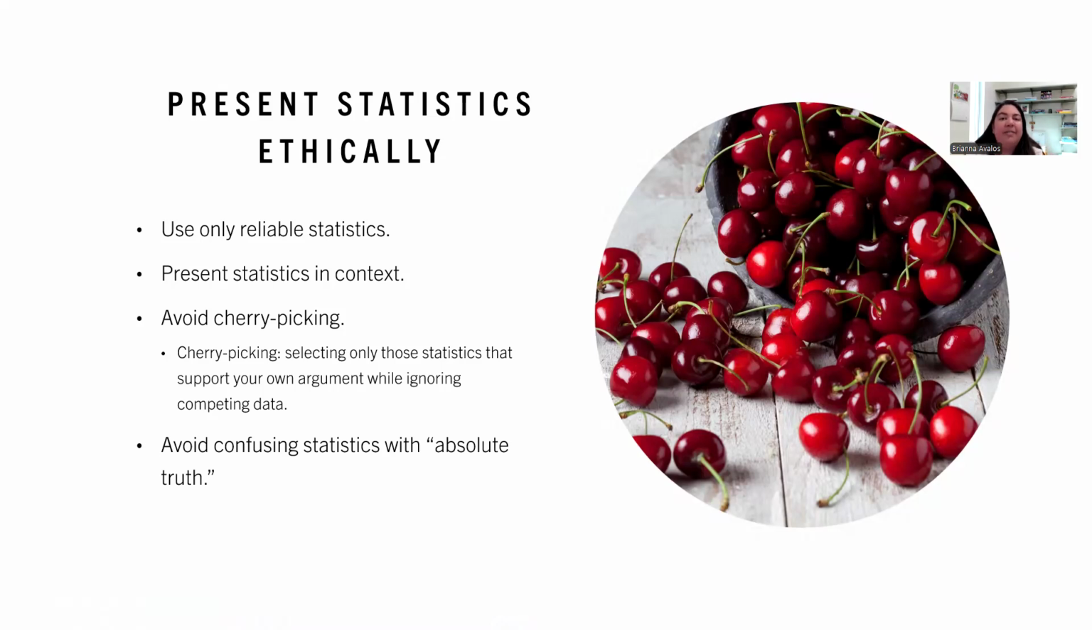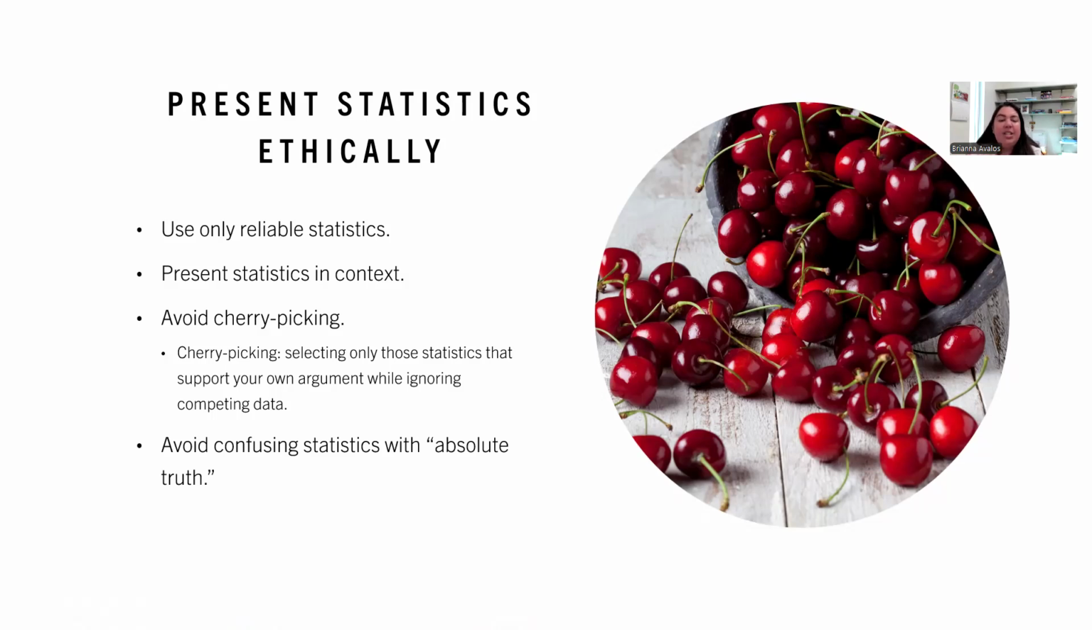Because a lot of times we can find numbers and we think, oh, this number means everything. But then when you look into the research, it's actually not that big of a deal. And so you want to use reliable statistics. Again, it's all about credibility here. And then you want to present statistics in context. So make sure it's related to what you're talking about. But here's the biggest one here, and it's cherry picking. I want you to avoid cherry picking.